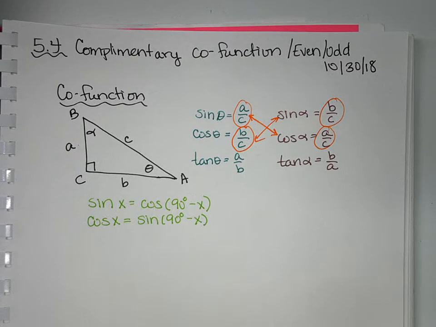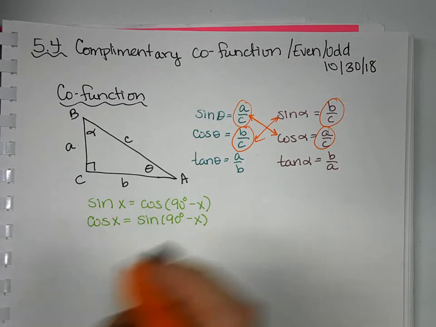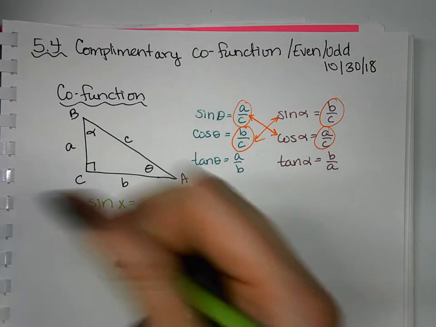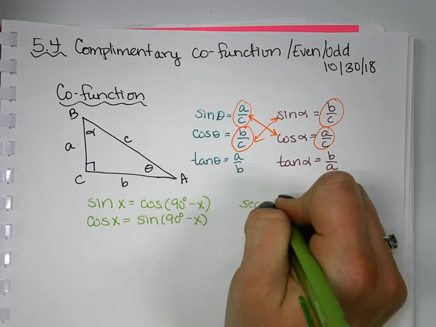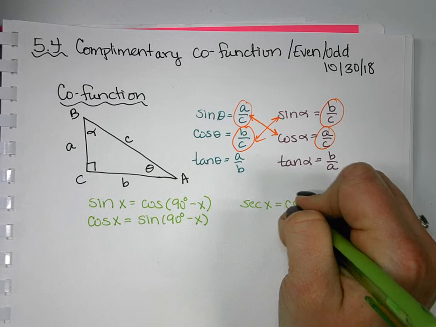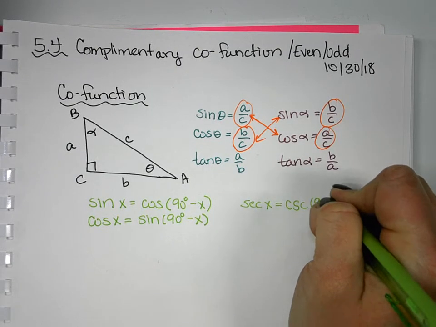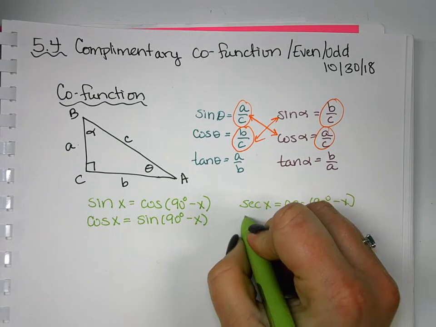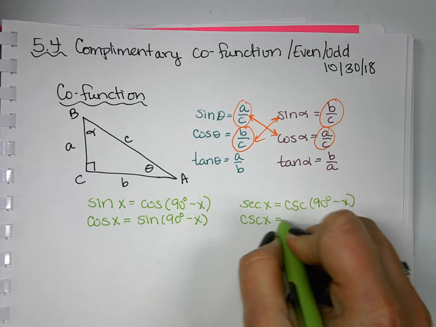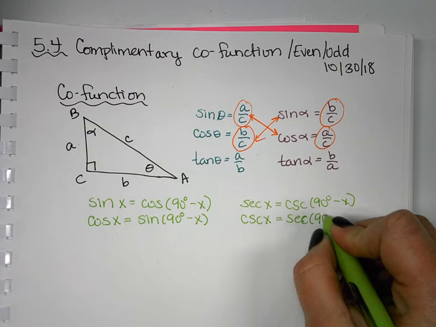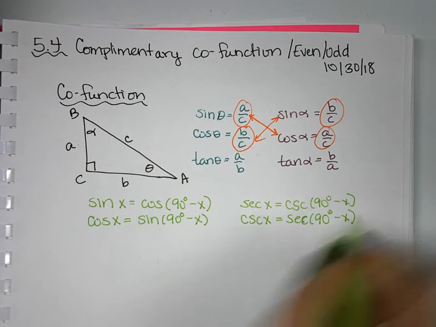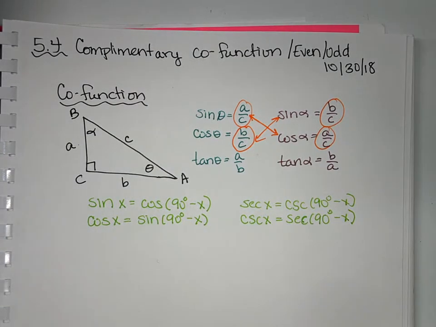But we also have the reciprocals of sine and cosine that are also cofunctions. So we also will have secant of x will be the same as cosecant of 90 degrees minus x. And then these also can flip, as cosecant of x is equal to secant of 90 minus x. So sine and cosine, as well as their reciprocals, are cofunctions.